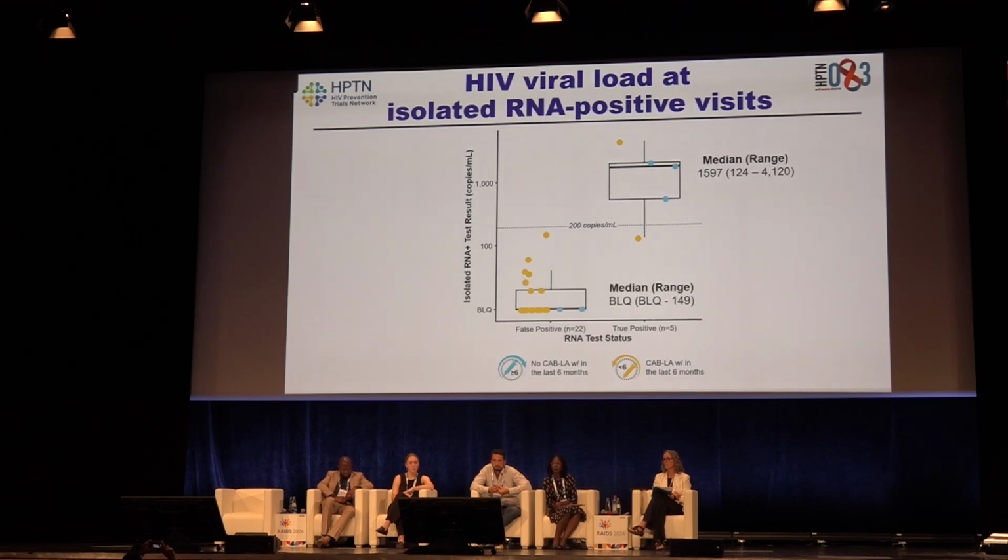Although imperfect, 200 copies per milliliter as an isolated single RNA value, which was used in HPTN 083 and 084 as a breakpoint for determining confirmation of HIV infection for study teams, seems a reasonable breakpoint for clinical implementation. In the data observed to date, all occurrences of a single isolated RNA that was detected but below the limit of quantification were false positive results.